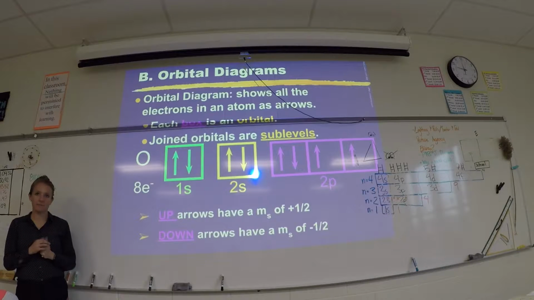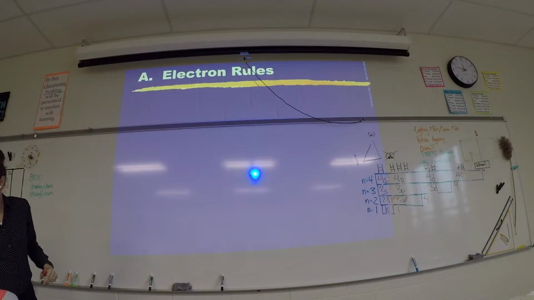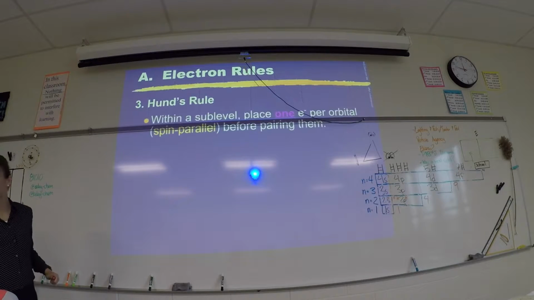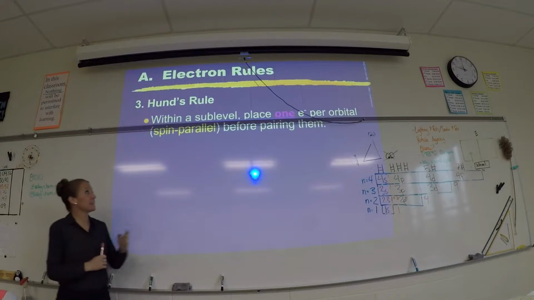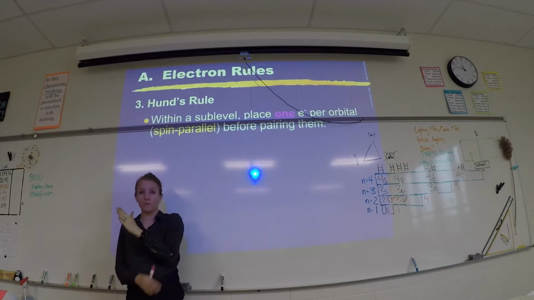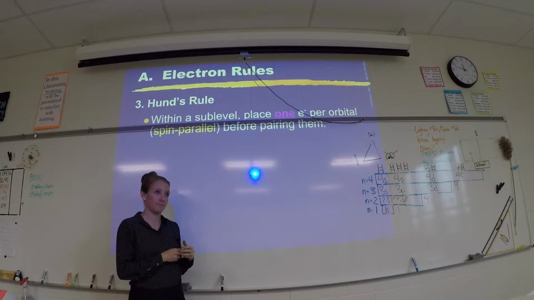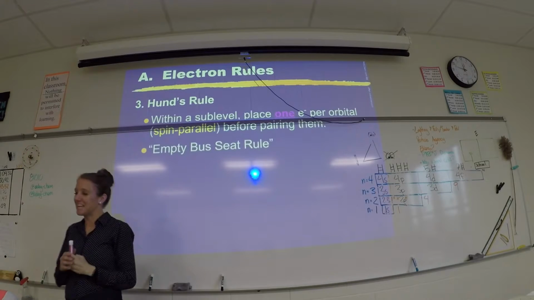So up is positive, down is negative. Yep. Okay, so our third rule, which helps explain what we just saw, is Hund's rule. This rule tells us that within a sub-level, we always place 1 electron per orbital with parallel spins before pairing them up. The way I remember Hund's rule is the empty bus seat rule.